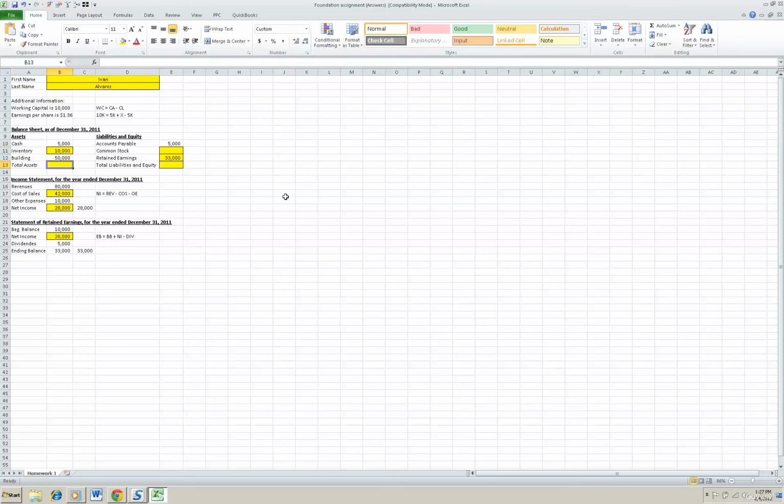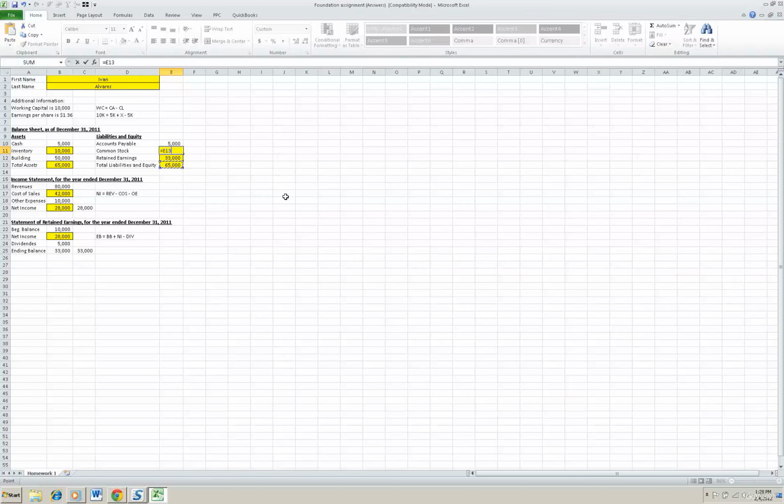So then, to come up with total assets, we just add up all the numbers. So 5,000 plus 10,000 plus 50,000 is 65. Now, if total assets are 65,000, total liabilities plus equity has to be equal to 65,000. So now again, we're left with only one variable. So total liabilities of 65 has to be, so if you subtract out retained earnings and accounts payable, that'll help you solve for common stock.